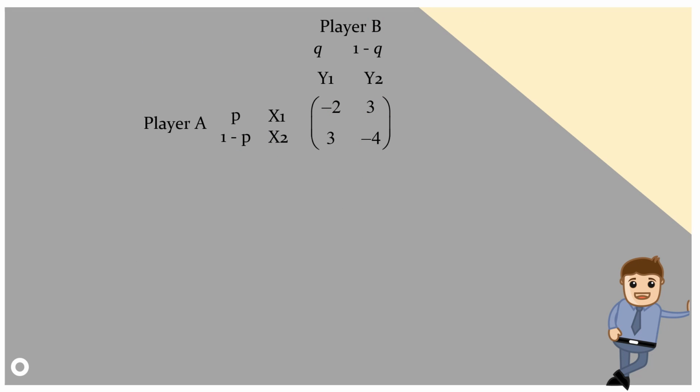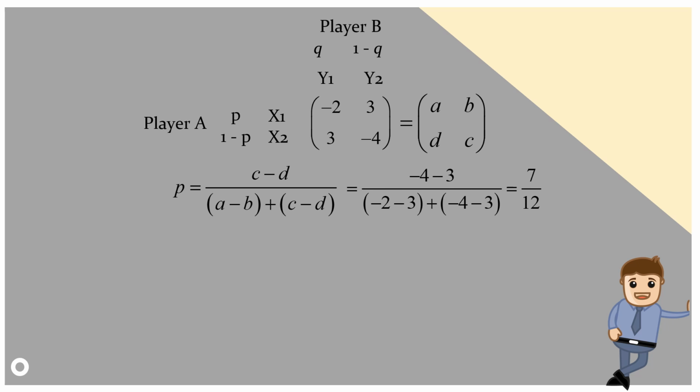Equate the payoff matrix with the matrix A, B, C, D, where A is negative 2, B is 3, C is negative 4, and D is 3. Thus, the values of the probability P and Q are obtained by substituting the values of A, B, C, and D into the following formulas.